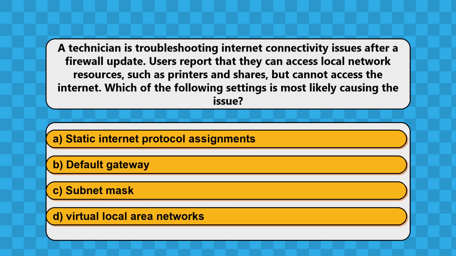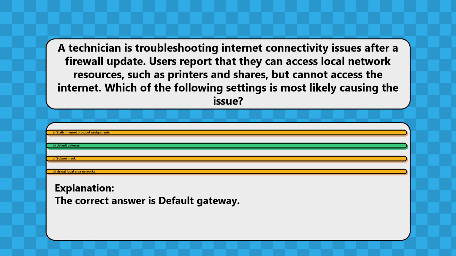Question 68. A technician is troubleshooting internet connectivity issues after a firewall update. Users report that they can access local network resources, such as printers and shares, but cannot access the internet. Which of the following settings is most likely causing the issue? Option A, static internet protocol assignments. Option B, default gateway. Option C, subnet mask. Option D, virtual local area networks. The correct answer is option B, default gateway.